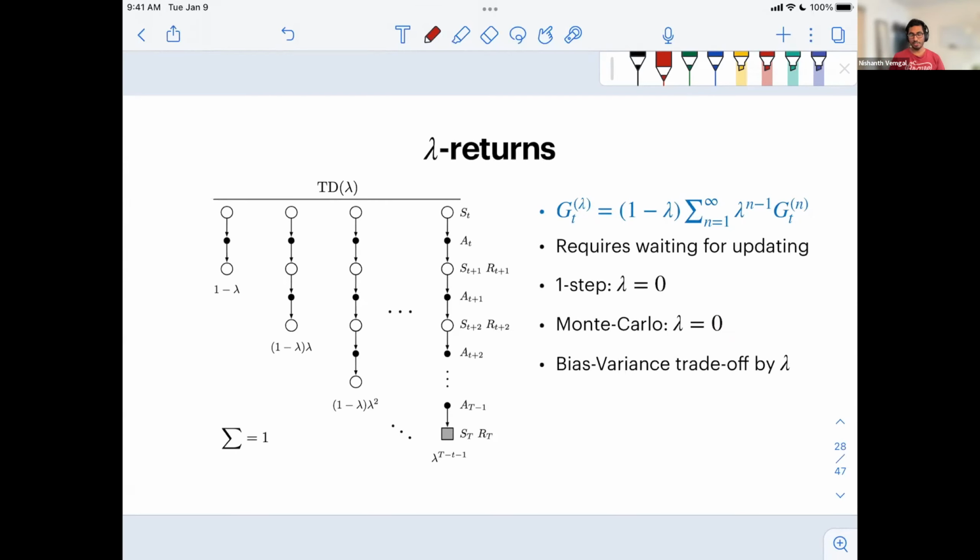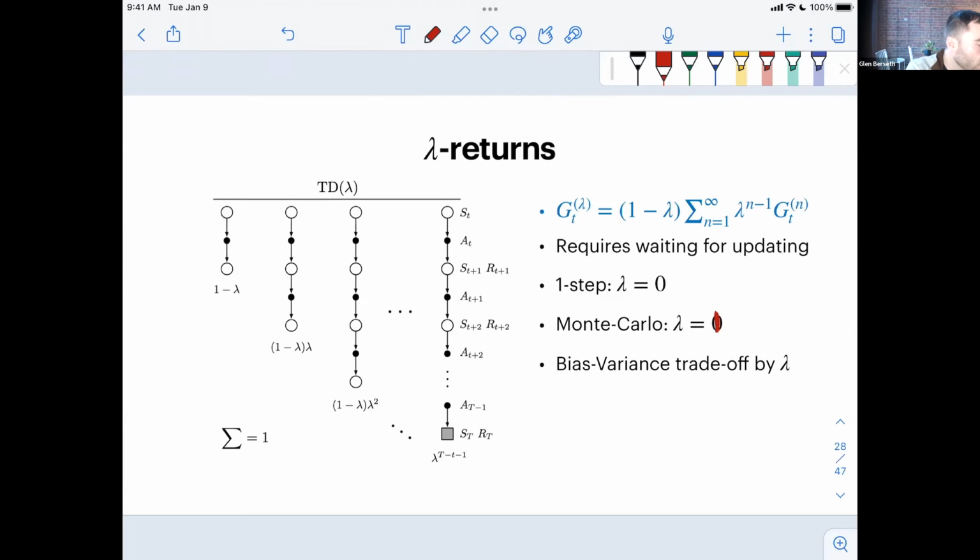You can also control bias and variance here by choosing lambda. If lambda is set to 1, you fall back to the Monte Carlo return case, where there's very high variance and 0 bias. And if you set lambda to 0, you are in the TD(0) case, where you have very high bias but very low variance. So depending upon how you set lambda, you are intermixing different n-step returns, thereby controlling the bias-variance trade-off. The higher the lambda, the higher the variance.